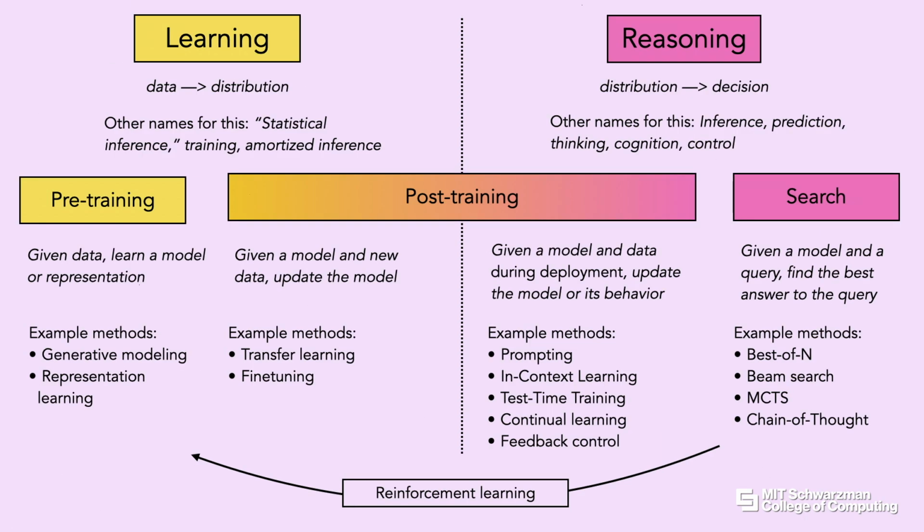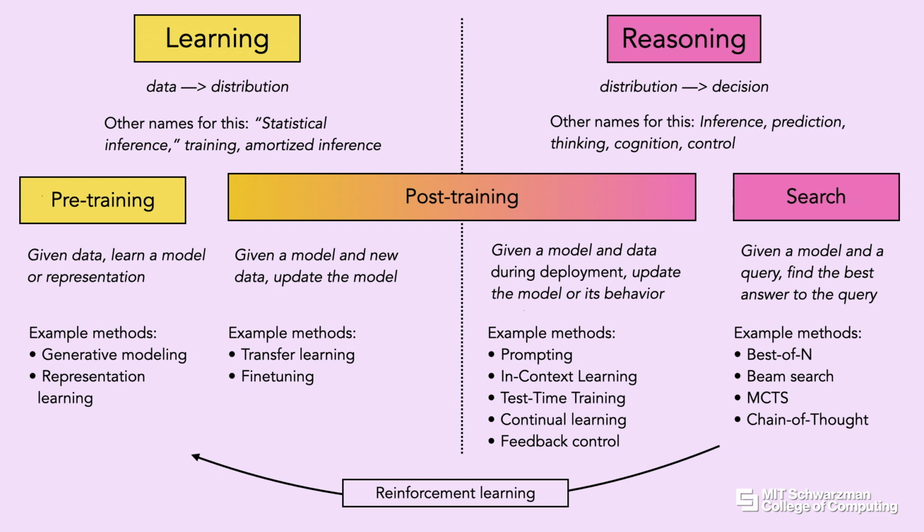Reasoning on the other side, there are different ways of characterizing this, but I will characterize it as going from a distribution or model to a decision or a prediction. So now that I have all the random things somebody might say online, can I find the best thing they said, what an expert would say, what is actually correct? And reasoning might go under different names: inference, prediction, thinking, cognition, control. These are all related to reasoning.